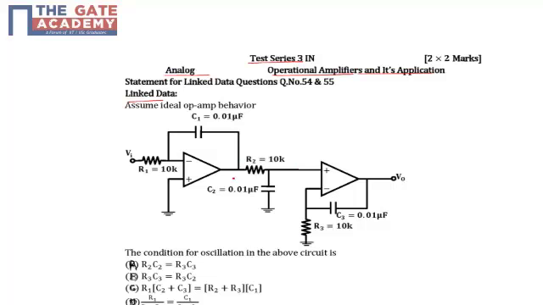This is the given circuit. It is having two op-amps, op-amp 1 and op-amp 2. The negative terminal of op-amp 1 is connected with one resistance, R1, whose value is 10K, and it is serially connected with one capacitance. The value of this capacitance is 0.01 microfarad.